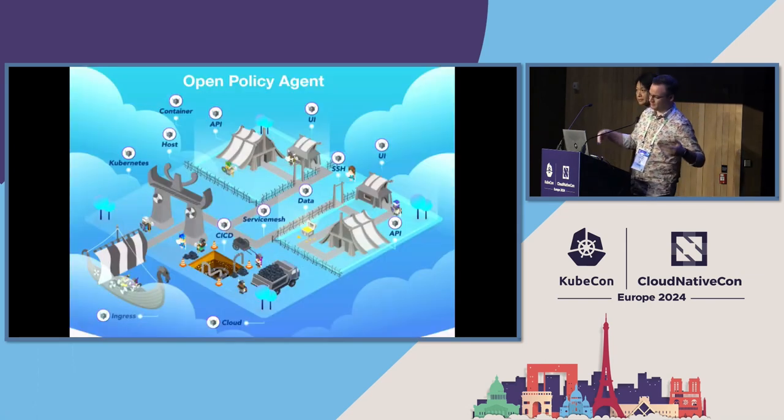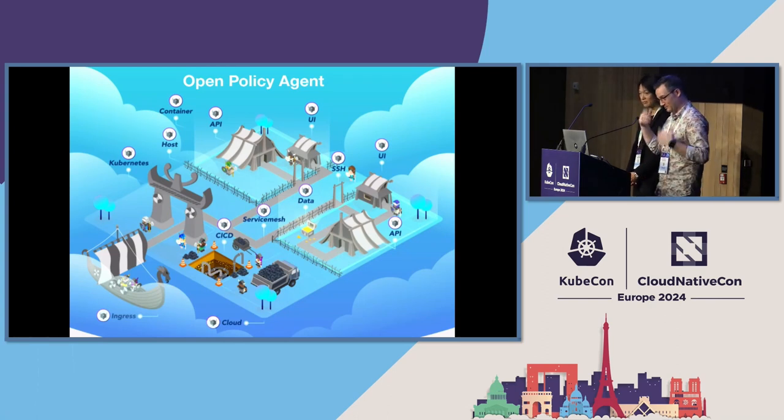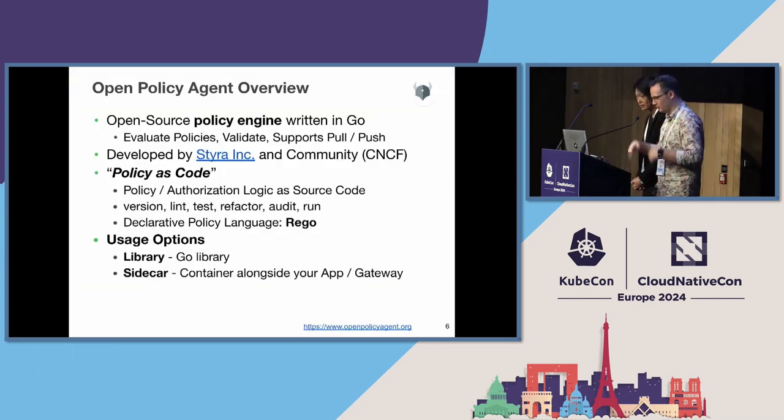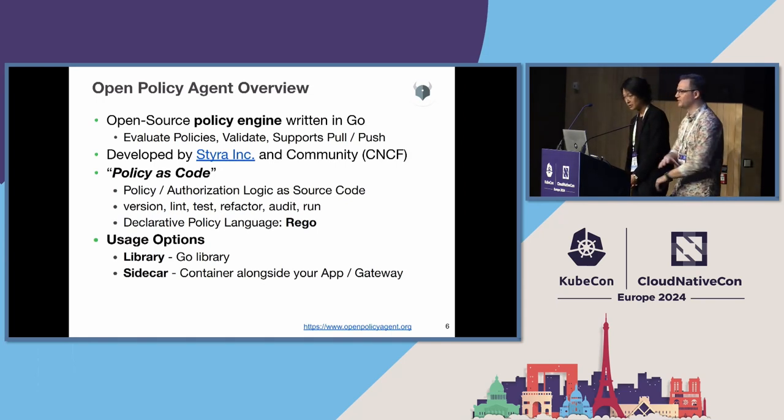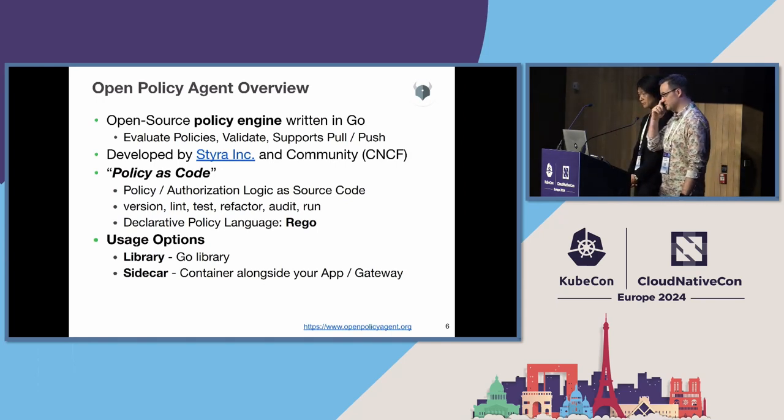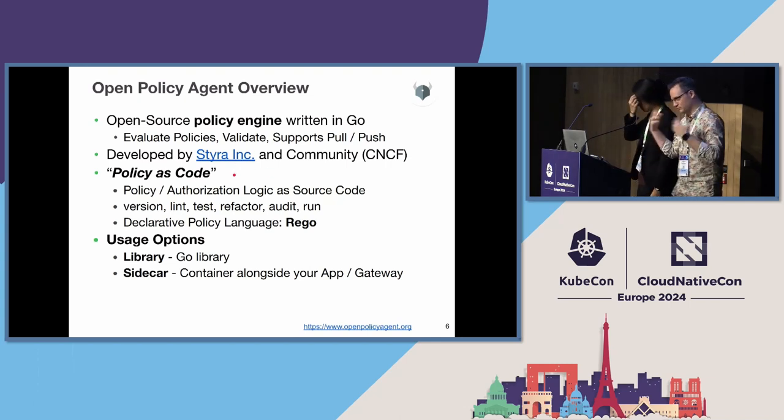Well, one obvious answer is, of course, Open Policy Agent that gives us these capabilities. Open Policy Agent, as many of you might probably know already, is an open source policy engine written in Go that allows you to evaluate policies, validate policies, and supports various ways of transporting policies to the actual evaluation. Like you can have a push configuration to a policy agent, or you can configure it to pull information from a certain source. This tool is mainly developed by a company called Styra Inc. and is also a CNCF project, and propagates a model of writing policies as code.